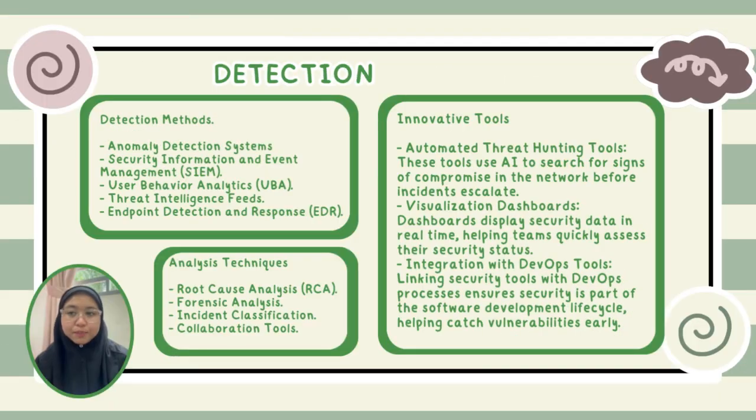Detection and analysis. The first one is innovative tools. We have automated threat hunting tools. These tools use AI to search for signs of compromise in the network before an incident escalates. Next, we have a visualization dashboard. The dashboard displays security data in real time, helping teams quickly assess their security status.